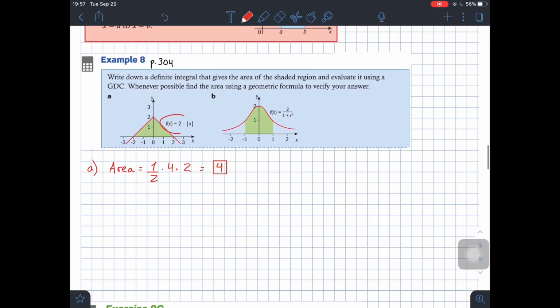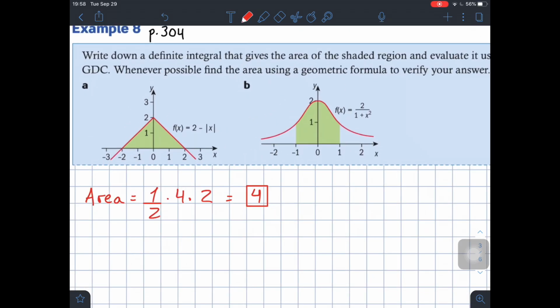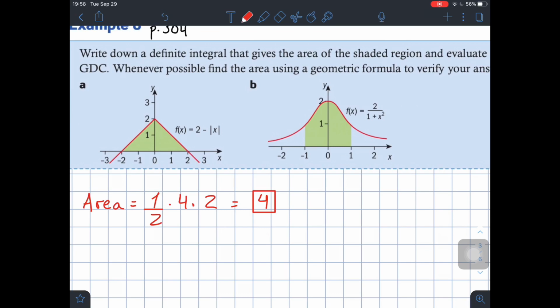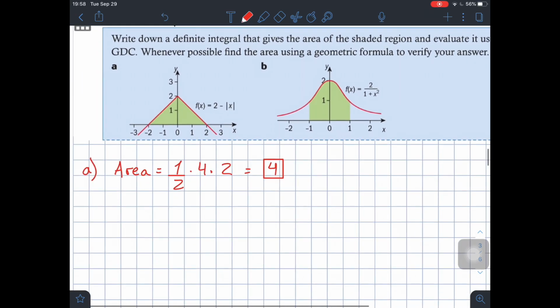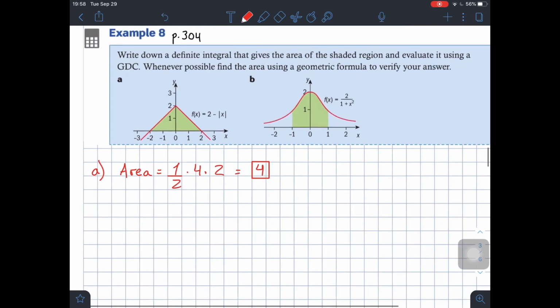Now let's see if we get the same result by integrating this expression. You see that we have an absolute value here. And you'll see that our calculator can also find that integral. So if we want to find the area using the concept of definite integral, we're going to say that the area is equal to the integral from -2, our lower limit, to 2, our upper limit. So from -2 to 2 of the function, which is 2 minus the absolute value of x, with respect to x.